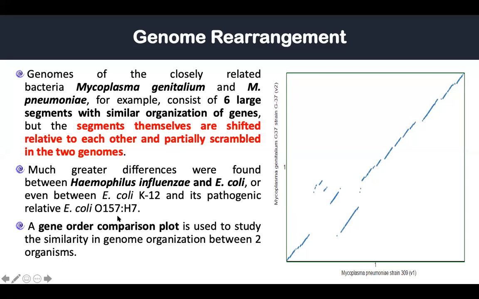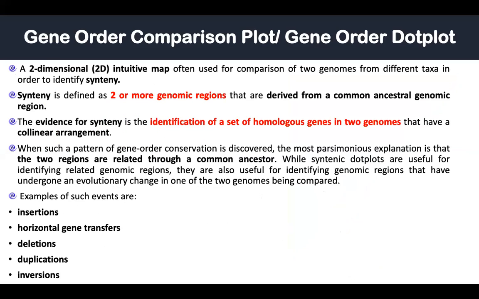So even between the same species but different strains, like one is a pathogenic strain and the other one is the non-pathogenic strain, they found that there are dissimilarities in terms of arrangement of the genes in the genome. So a gene order comparison plot, or a dot plot, is very useful to study similarities in genome organization between two organisms.